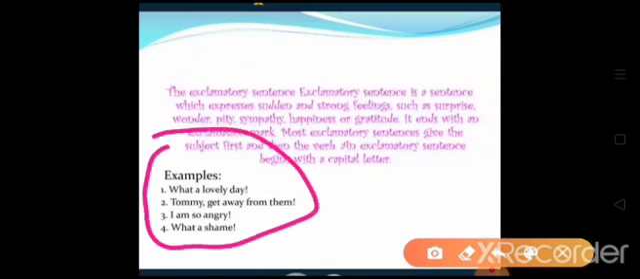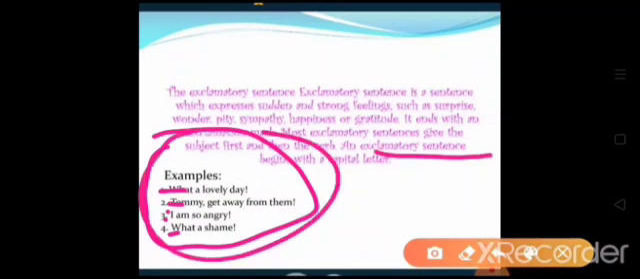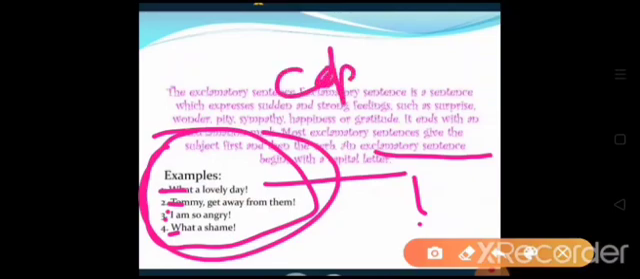Here you can see the example. What a shame! What a lovely day! Tommy, get away from them! I am so angry! What a shame! So, always remember, exclamatory sentences have an exclamation mark, and they always start with a capital letter. So, two things we have to always remember.